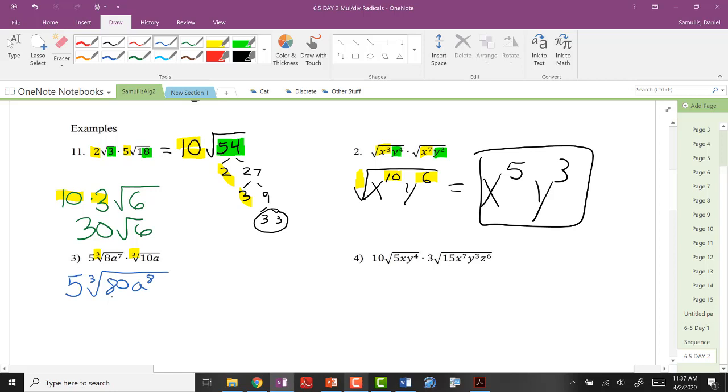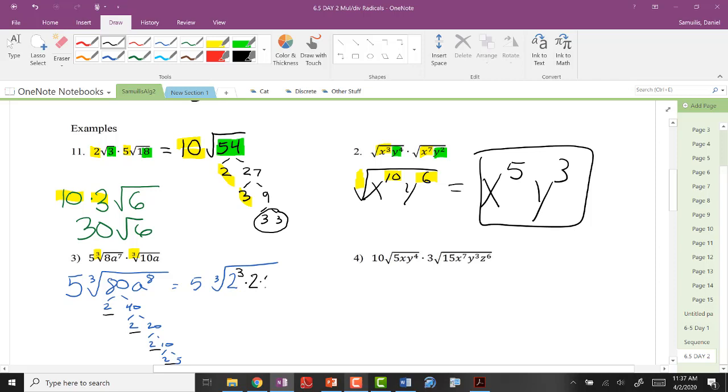And now we're going to break this down. So 80, that's 2 times 40, 2 times 20, 2 times 10, 2 times 5. So when I simplify this, I have 5 cube root of 2 to the 4th. Well, actually, let me redo that because you need something divisible by 3, remember. So what I have is 2 to the 4th, 1, 2, 3, 4, but I'm going to want to write that as 2 to the 3rd.